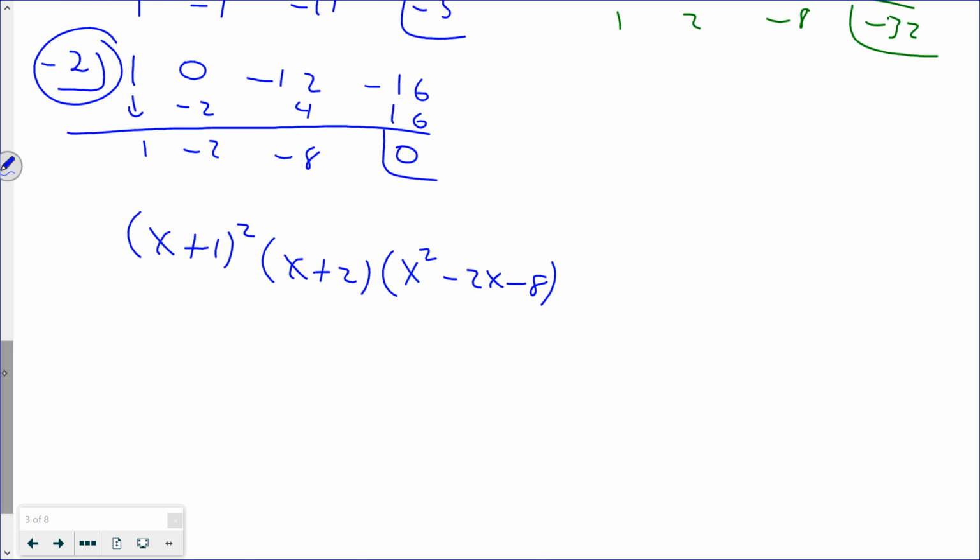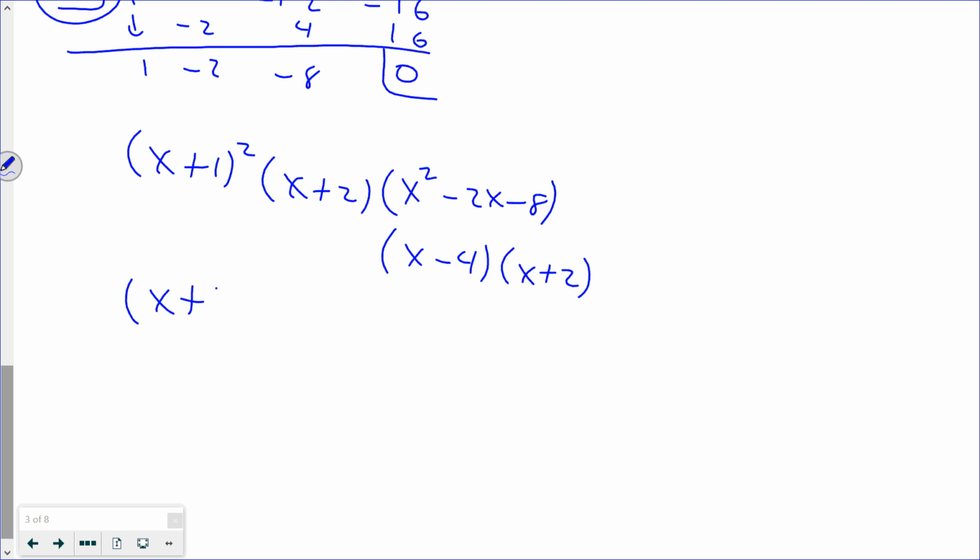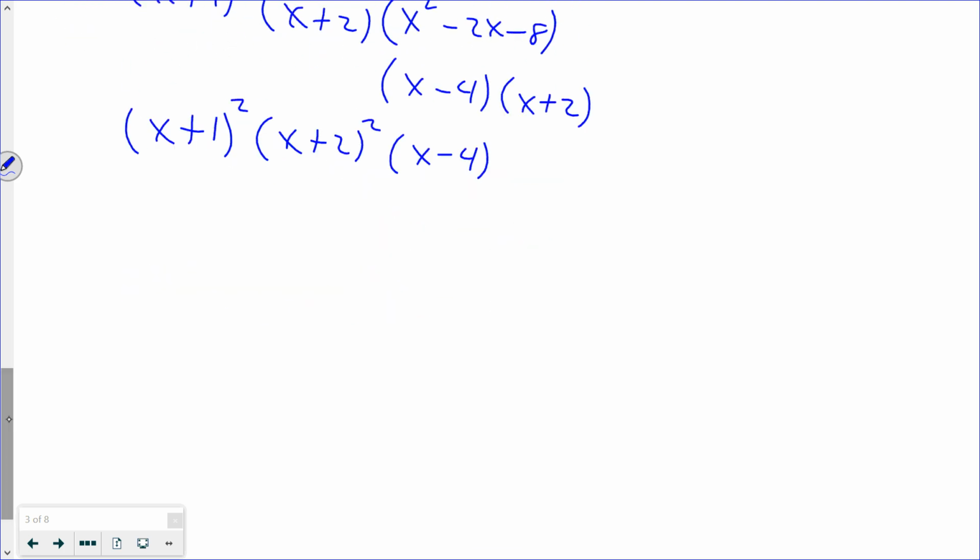I don't need to use synthetic division since it's a quadratic, and we can factor a quadratic by hand. We can see that that's going to factor into x minus 4 and x plus 2. Right? Negative 4 times 2 is negative 8. Negative 4 plus 2 is negative 2. So when I rewrite this a little nicer, we get x plus 1 squared, x plus 2 squared, and x minus 4. So that's our factored form of p of x, which gives me zeros of x equals negative 1, x equals negative 2, and x equals positive 4.